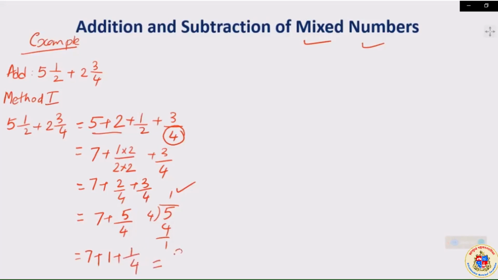So it became 8 and 1 upon 4. I told you there are various ways of doing this. Another method is also there to solve this, where you can jump into the conclusion quickly. I will just show it to you, method 2.